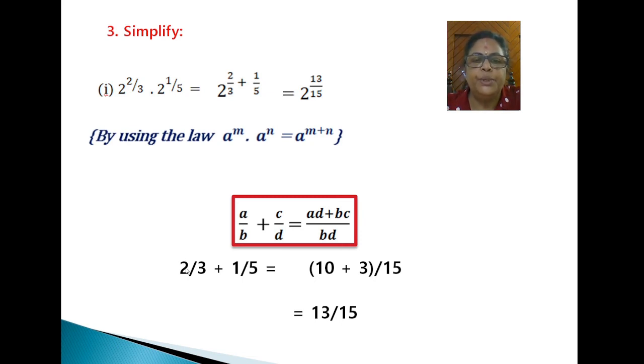Okay. a into d, 2 into 5, 10, plus b into c, 3 into 1 is 3. 10 plus 3 is 13 by bd, 3 into 5, 15.